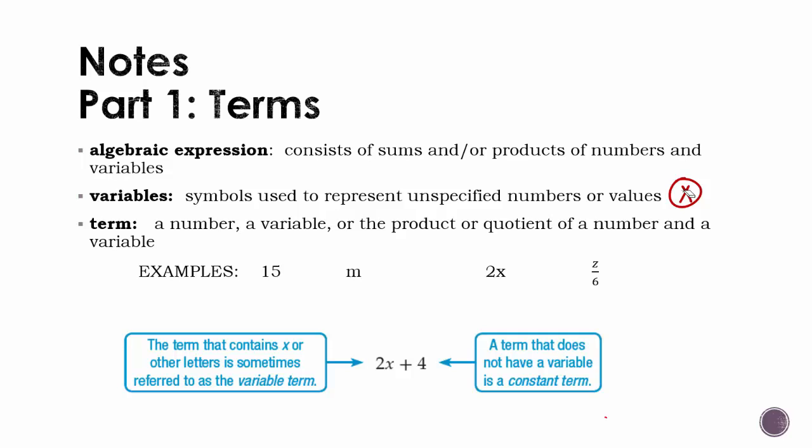A term, this one's pretty important. A term is a number, a variable, or the product or quotient of a number and variable. So something like 15 or m or 2 times x or z divided by 6 is all one term. The second that you add a plus sign or a minus sign, this now becomes two separate terms. This is one term and that's another term. But a term could be huge. Something like this, because there's no plus or minus sign in there, this is all one term.